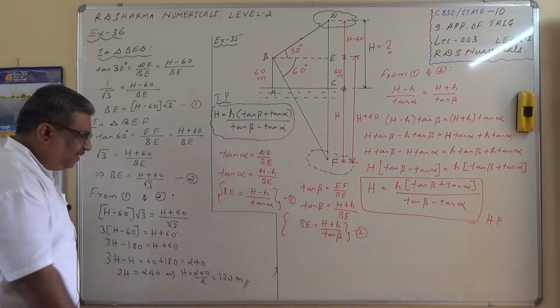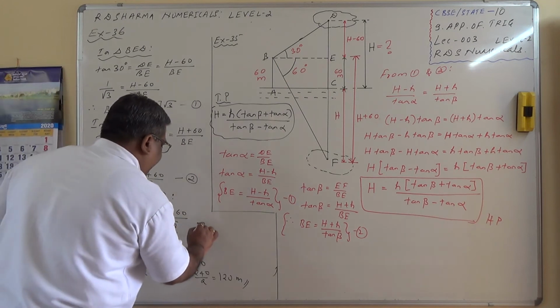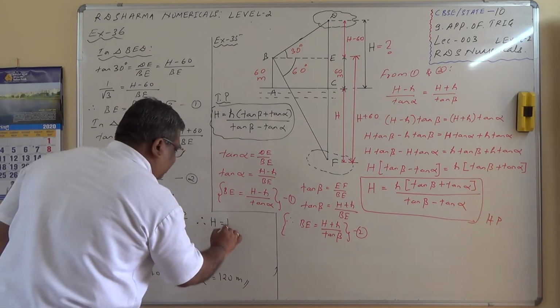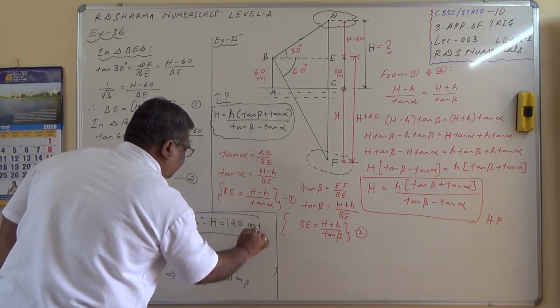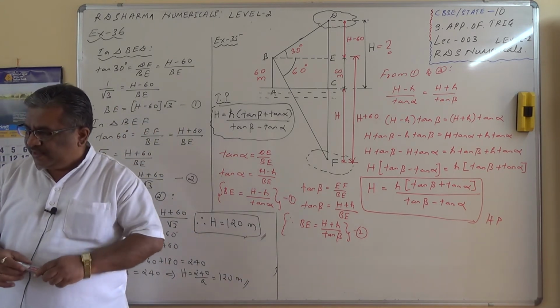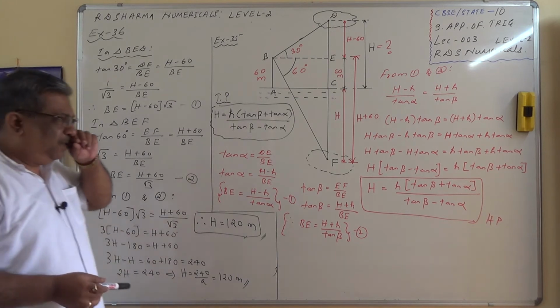I think we got the answer. H equals 120 meters. Therefore, the height of the cloud from the surface of the lake is 120 meters. Let me check the answer now. Yes, it is 120 meters. So, did you understand, dear students?